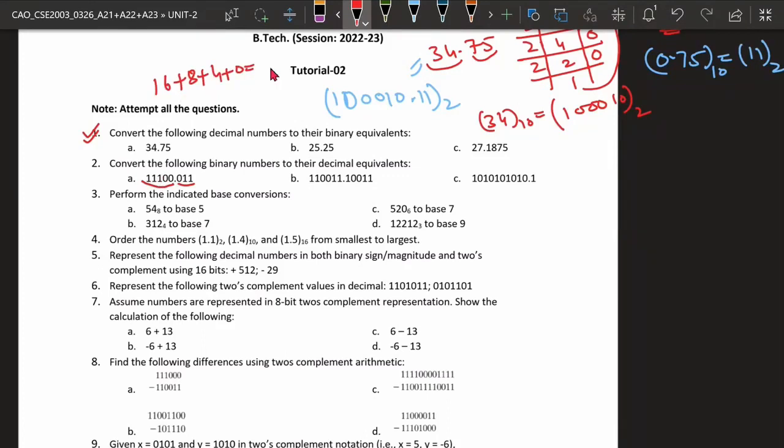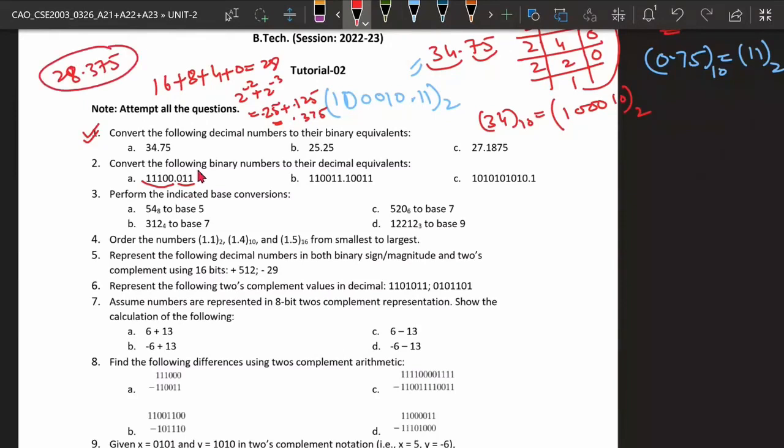Then 0 1 1 for the fractional part. So the first 0 is 2 to the power minus 1. This is 2 to the power minus 2. This is 2 to the power minus 3. So we will be adding 2 to the power minus 2 plus 2 to the power minus 3. So it is 1 by 4, which is 0.25, plus 0.125. Once we add it, it is 0.375. So the answer will be 28 in the integer part, and the fractional part is 0.375. This is how we can convert the second part.